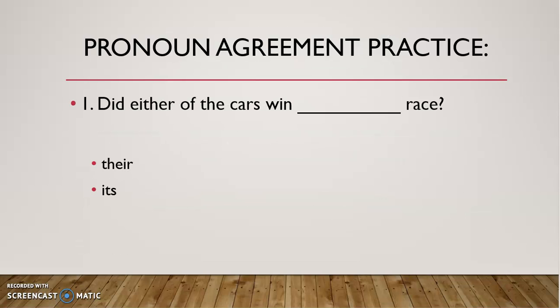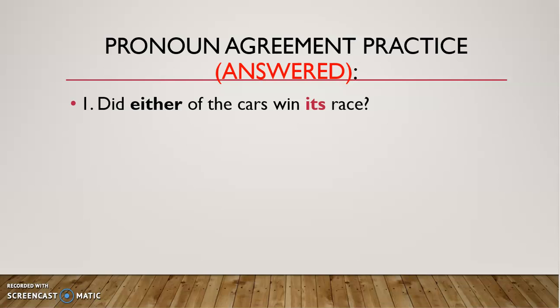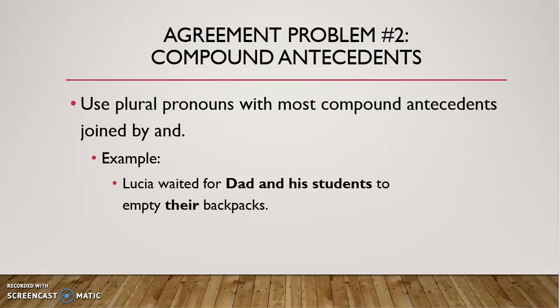Let's practice. Here we have a sentence. Did either of the cars win blank race? What do you think the answer is? Is it their or is it its? Did either of the cars win their race? Did either of the cars win its race? Let's take a look. Here, the answer is its. Did either of the cars win its race? Even though cars is plural, either makes it singular. So we have the singular here, its, instead of their.